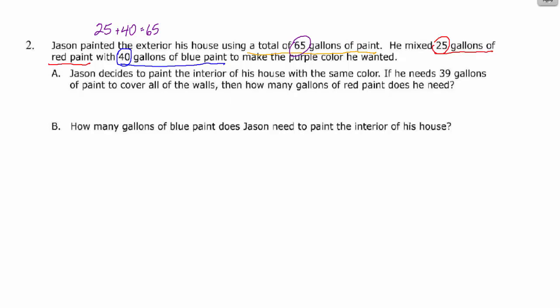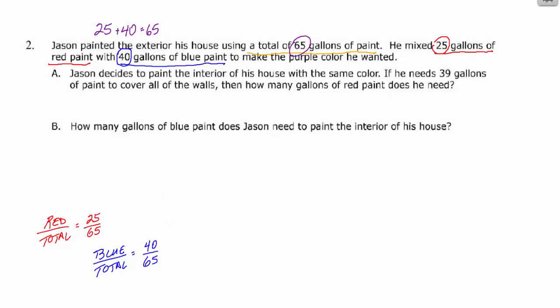So we're going to create a couple of ratios to start with. I'm going to use space down here on my paper. So here's what we know. We know that the red to the total is 25 to 65. And we know that the blue to the total is 40 to 65.